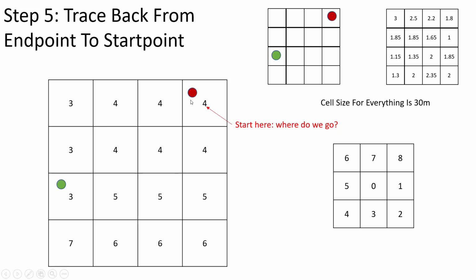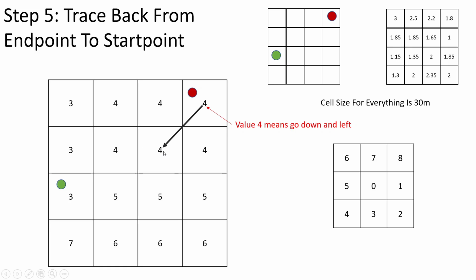So where do we go? Well, we look at the value, because this is our direction surface now. Our direction surface has a value of 4. What does a value of 4 mean? A value of 4 means if you start here, we have to go down and to the left. And so that's exactly what we will do. We will go down and to the left, right? So that puts us, now we're here.